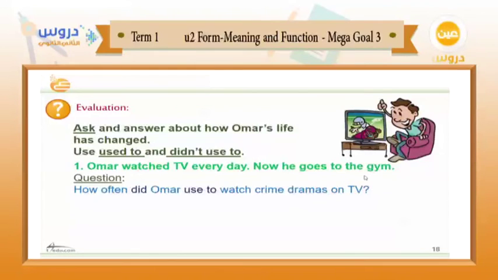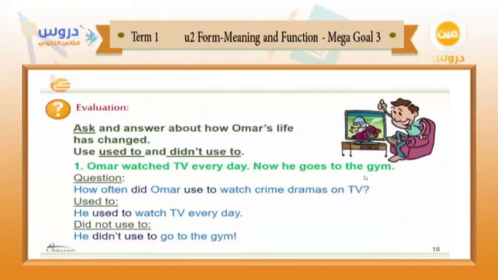Question: how often did Umar used to watch Crime Dreams on TV? To use used to, he used to watch TV every day. And to make it negative, he didn't used to go to the gym.